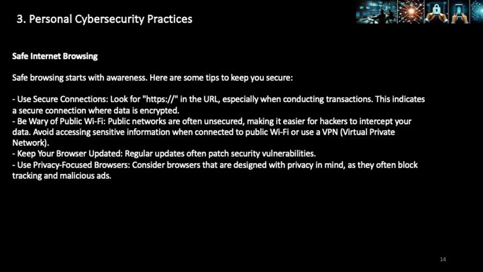Be wary of public Wi-Fi. Public networks are often unsecured, making it easier for hackers to intercept your data. Avoid accessing sensitive information when connected to public Wi-Fi, or use a VPN, virtual private network. Keep your browser updated. Regular updates often patch security vulnerabilities. Use privacy-focused browsers. Consider browsers that are designed with privacy in mind, as they often block tracking and malicious ads.